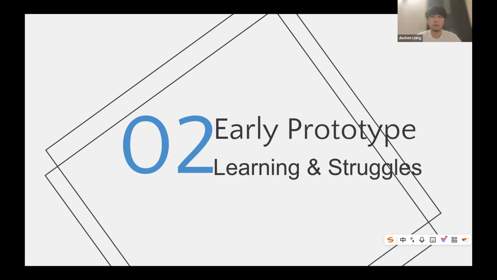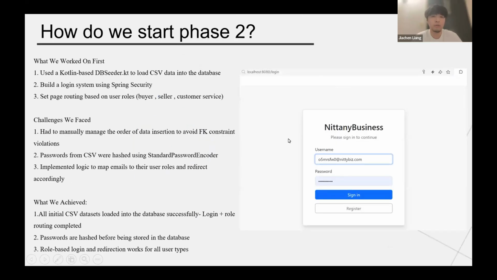Hi everyone, I will talk about part two now. At the beginning, our main aim was to load all the CSV files into the database. We wrote a Kotlin setter to do that, and it worked pretty well, but we had to be careful with the order because of the foreign key constraints.